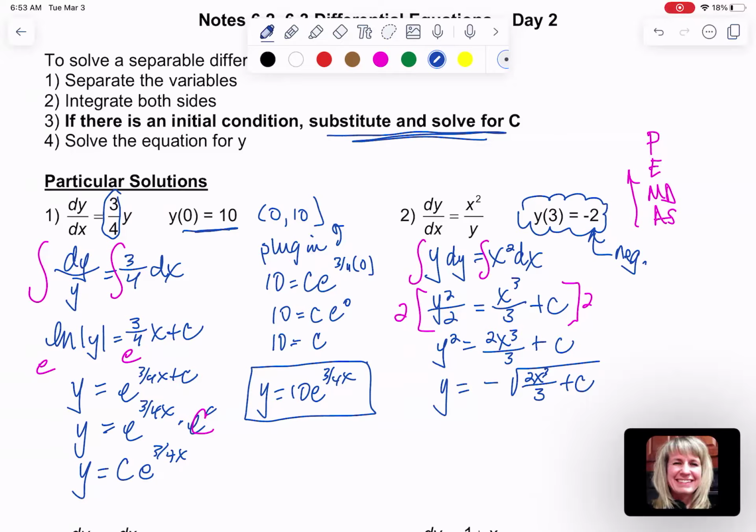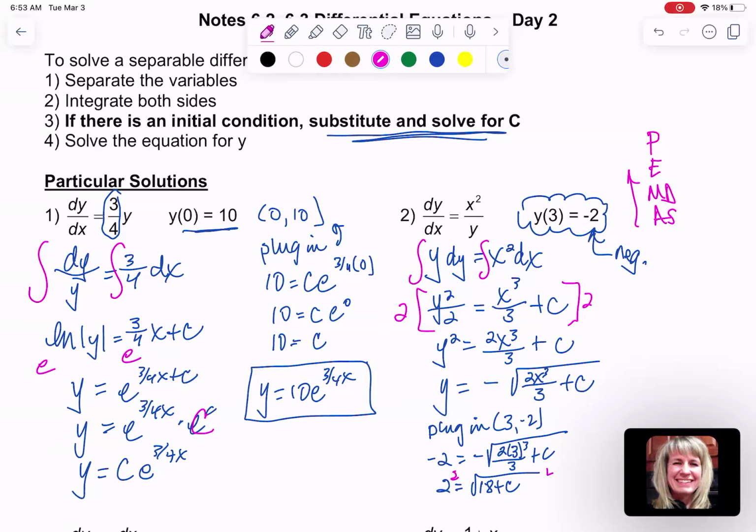So now I've got that solved for y. I'm going to go ahead and plug in our ordered pair, 3, -2, to solve for c. So -2 equals a negative square root of 2 times 3 cubed over 3 plus c. I'm going to multiply both sides by -1. So I have 2 equals the square root of, underneath there, 3 cubed is 27, divided by 3 is 9, and 9 times 2 is 18, plus c. And then you're trying to get c out of the square root, so we'll square both sides.